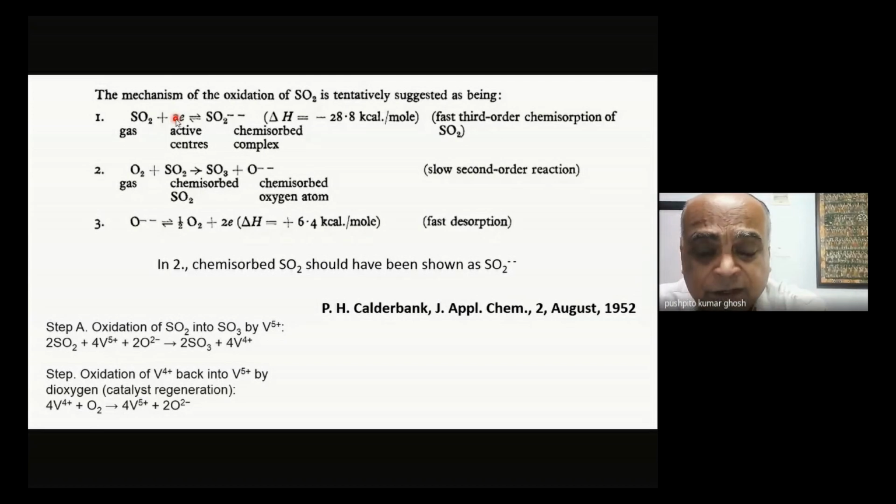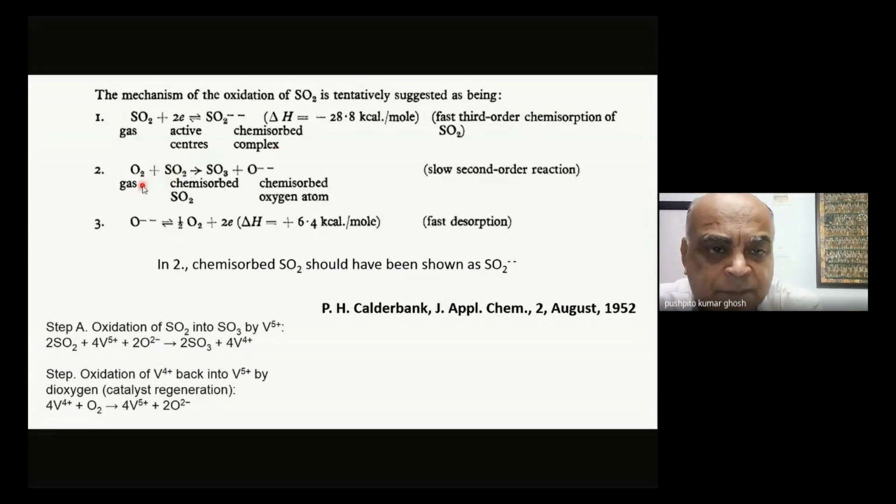+5. But over here, what you will see is that vanadium actually shuttles between the +4 and the +5 oxidation states. And so what's happening is that SO2 is first picking up 2 electrons, and obviously these electrons are coming from the catalyst, and it is forming SO2 2-, which is chemisorbed. And this is enthalpy negative, meaning it's a very exothermic process. And this particular thing is a very fast third order chemisorption reaction. It's not the rate limiting step.